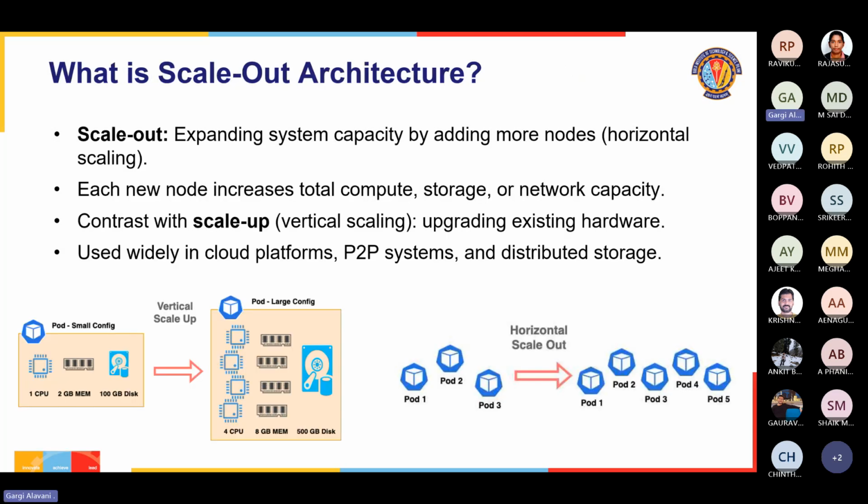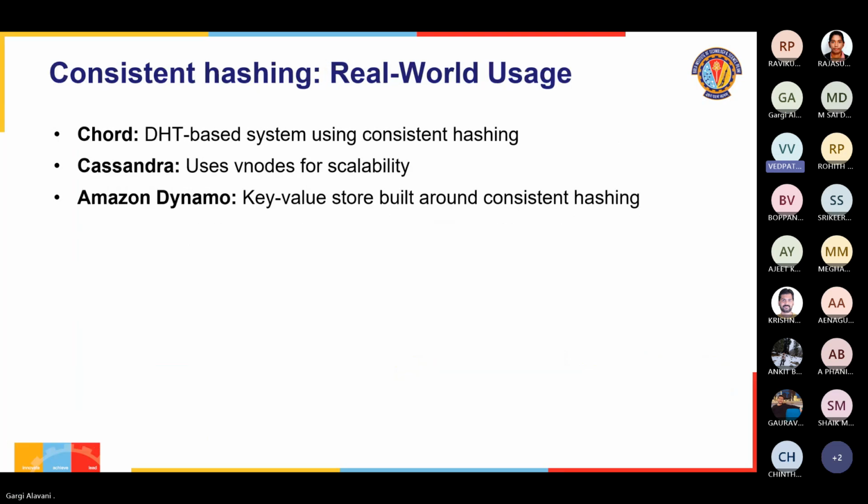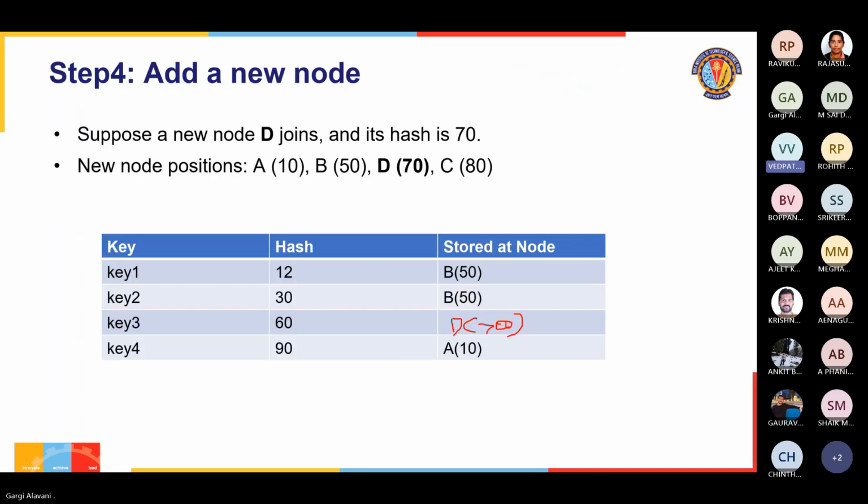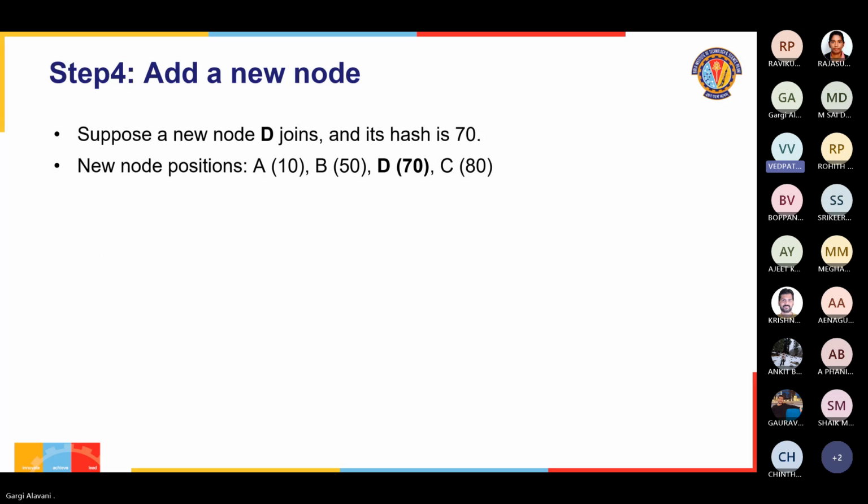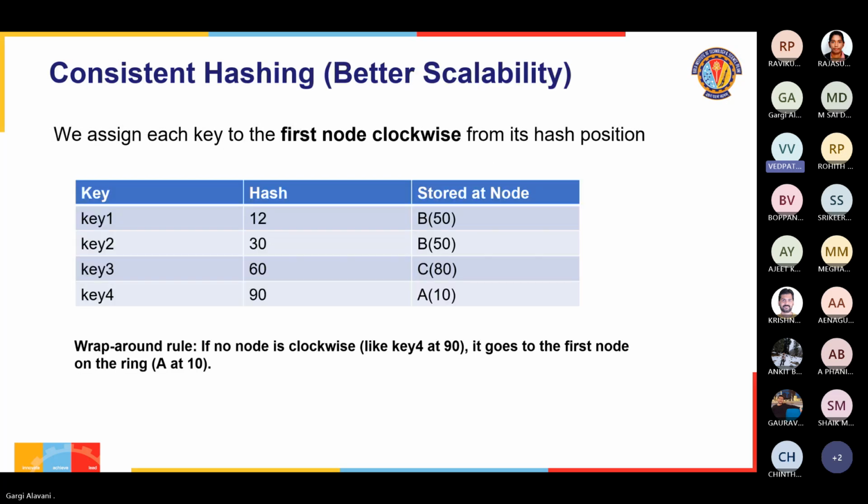So next is, before we talk about how we can add nodes, yeah, ma'am, one question on an earlier slide. Let's go back a couple of slides, where we added the D70. We had key 60 earlier. When we set up the cluster of three nodes to start off with, key 3, which has a hash value of 60, will be stored on node C80, right?